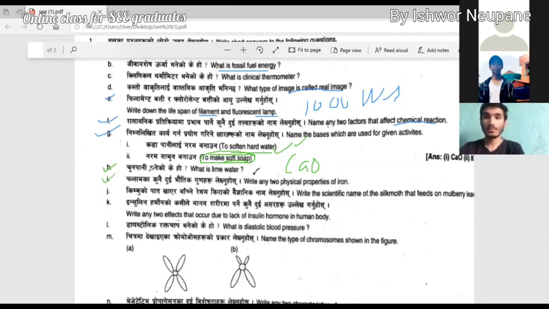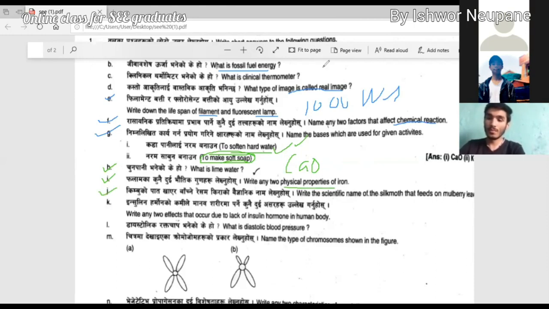Number I. Write any two physical properties of iron. Can you say the answer? It is malleable and ductile, a good conductor of heat and electricity. Okay. Number J now.